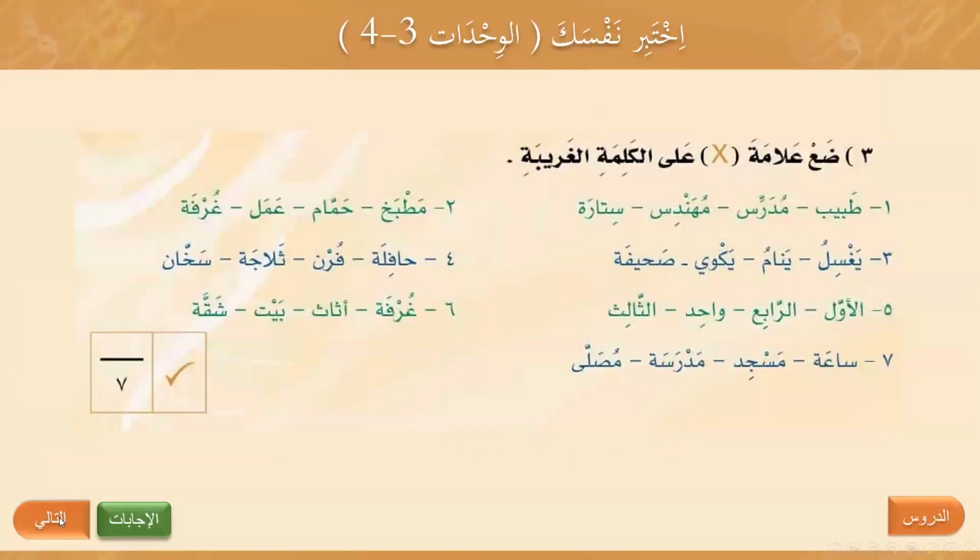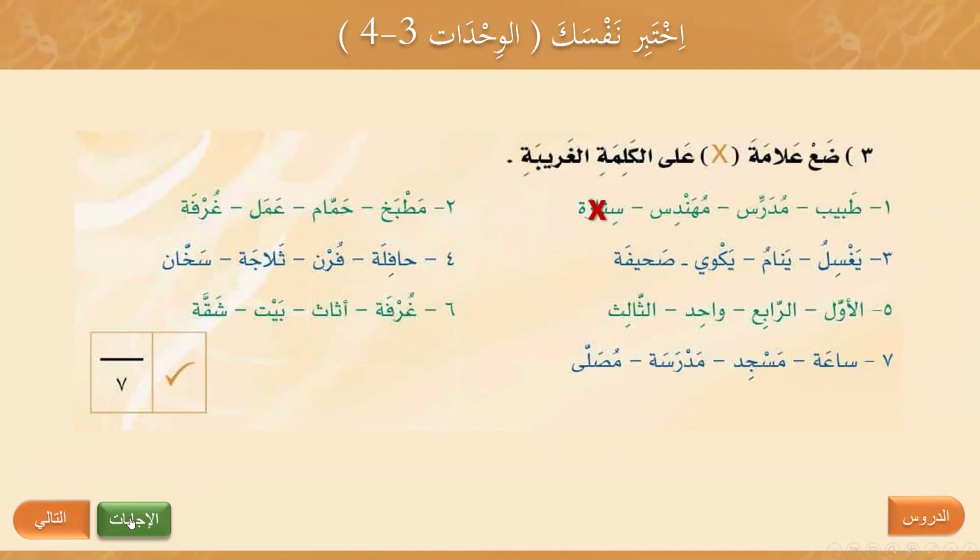Next, put a sign, the incorrect sign, on the odd word, the word that doesn't belong. Gharib basically is used for stranger, so the word that doesn't belong. So we have here Tabibun, Mudarrisun, Muhandisun, and Sitaratun. Sitara is basically the curtain. Of course, Tabib, Mudarris, and Muhandis are professions, and Sitara is the curtain. So we just put an X on Sitara.